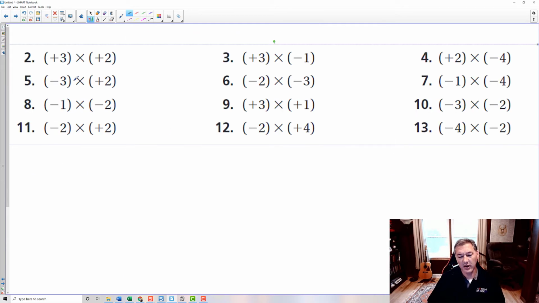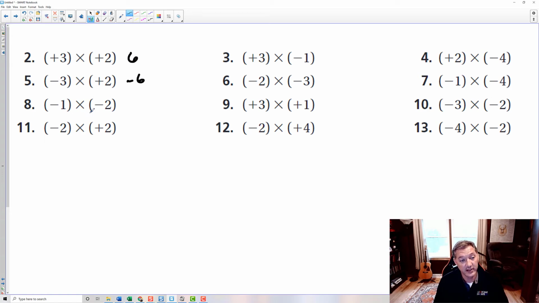If I look at these here, I want to do just a couple of them. So hopefully when you look through, you can do these really fast if this starts clicking. So this is a 6, this is negative 6, this is positive 2, because it's a negative times a negative. This is a negative times a positive, so it's negative 4. Negative times a positive, negative 8. Positive times positive, positive 3. Negative times negative, positive 6. Positive times negative, negative 3.